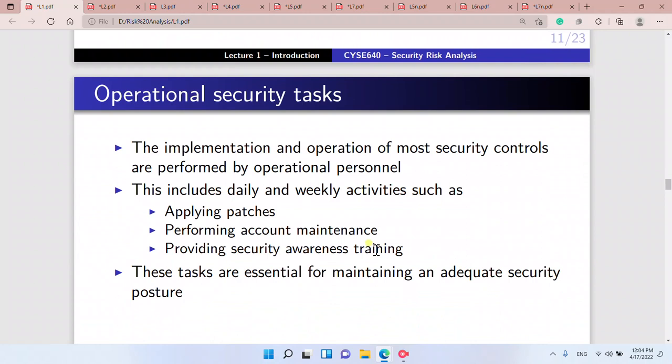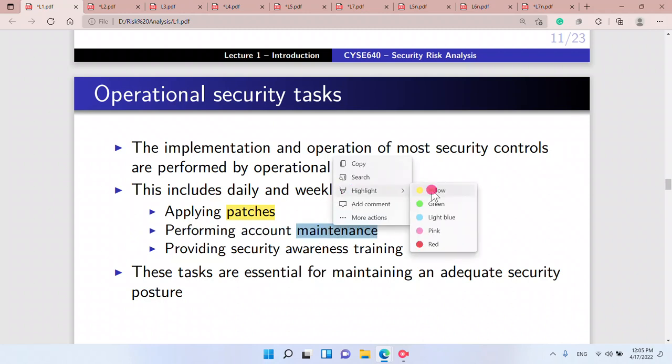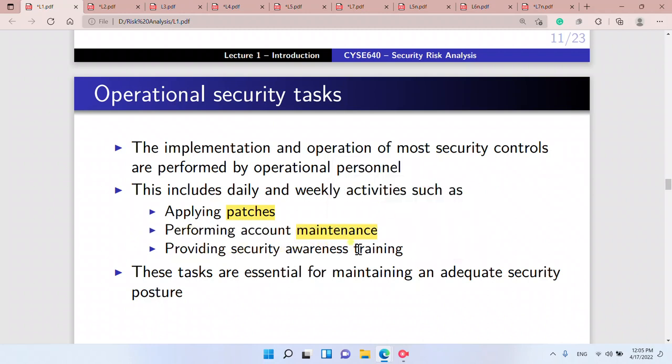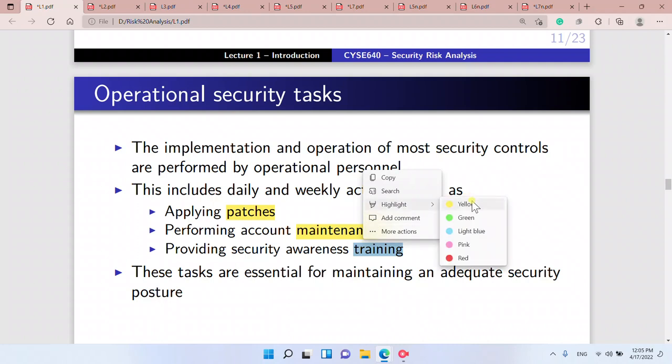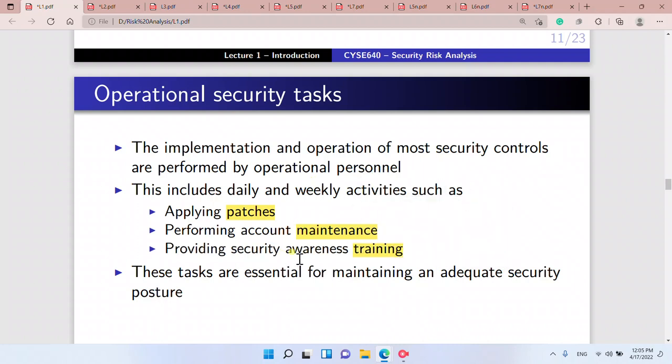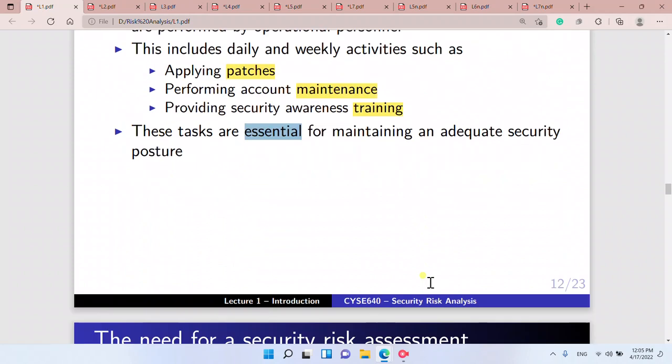And now we operate. For the operation, we have the implementation and operation of most security controls, and it includes daily and weekly activities. For example, applying patches is one security control. Performing account maintenance is another security control. And providing security awareness training, for example, could be done weekly or monthly. They are essential for maintaining an adequate security posture.